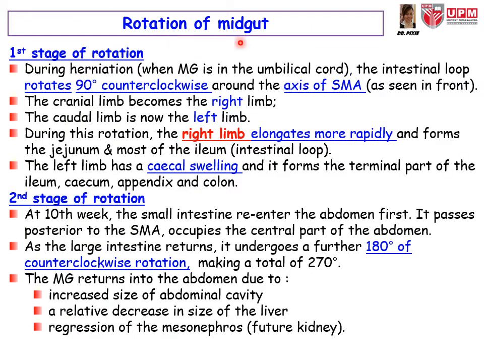During the development of the midgut, it is important to remember the two stages of gut rotation. The first stage of rotation will rotate 90 degrees counterclockwise around the axis of the SMA. This is important to remember. Following that, the second stage of rotation will involve another 180 degrees of counterclockwise rotation, making a total of 270 degrees of rotation. And we are going to discuss all this by using the diagram.